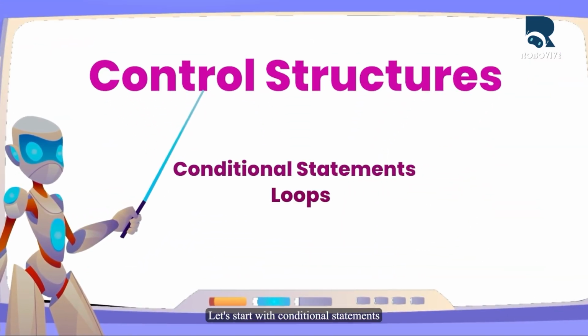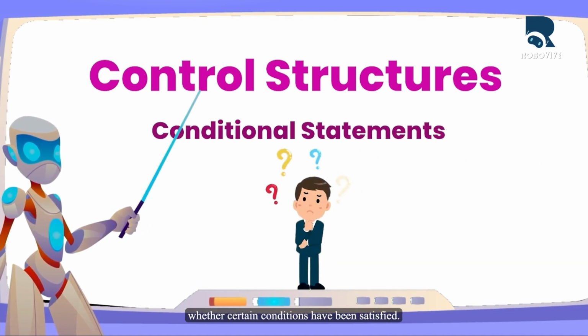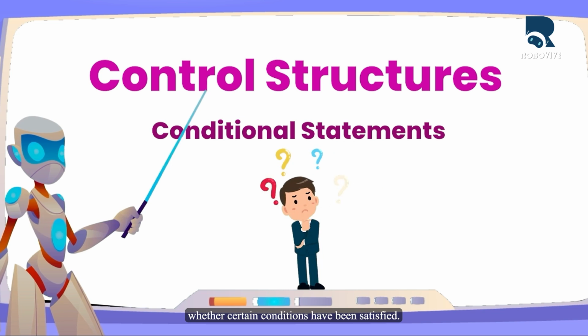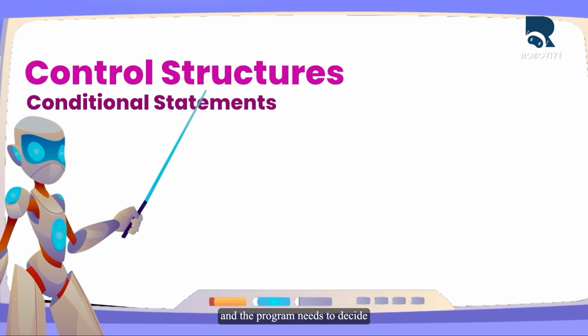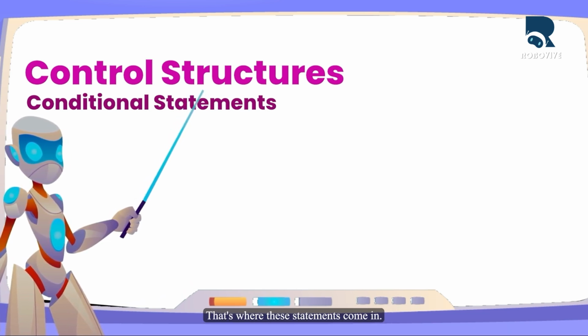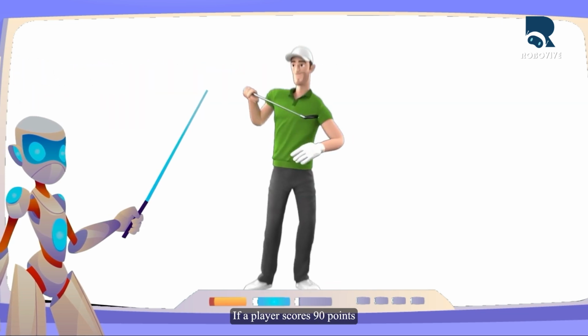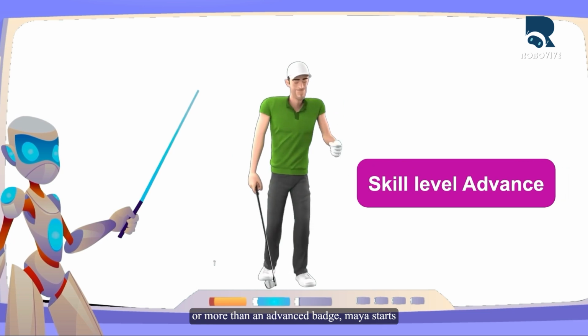Let's start with conditional statements, which allow your program to make different decisions based on whether certain conditions have been satisfied. Suppose you're playing a game, and the program needs to decide what message to show based on your score. That's where these statements come in. Here's a simple example. If a player scores 90 points or more, they earn an advanced badge.